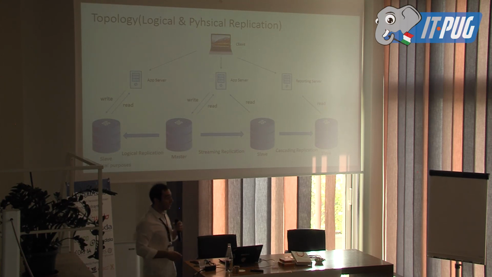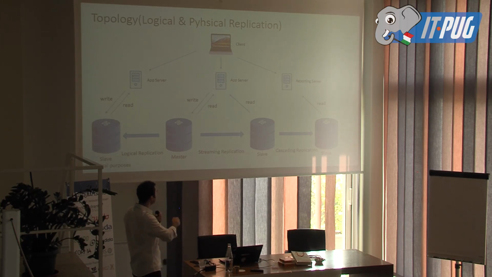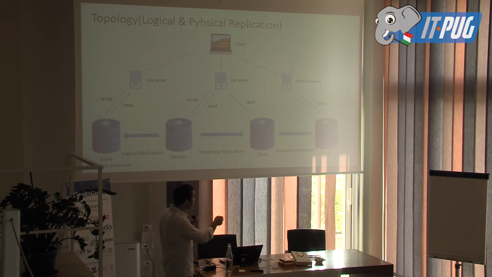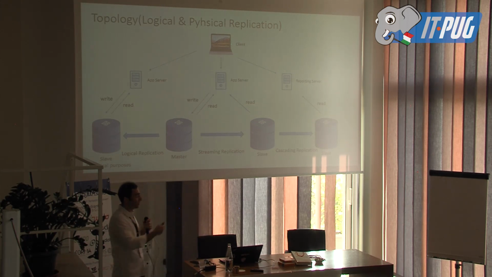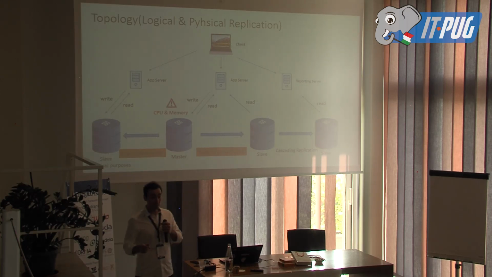Okay, briefly, I'm going to show the topology. We create a master, and we can read and write. We create a slave for read-only queries, for load balancing. And we are doing cascading replication for the reporting server. And look at this: I'm doing logical replication and streaming replication at the same time, okay? I'm going to create this slave for analytic purposes, okay? The bad thing about it, you have to pay attention.